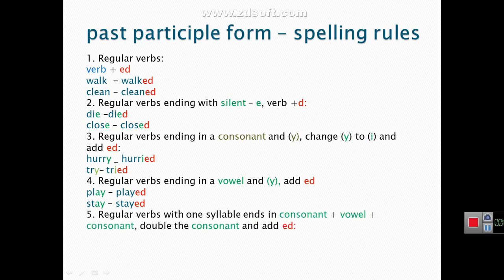Number five, regular verbs with one syllable that end in consonant, vowel, consonant: double the consonant. Look at this example. Travel. Look here. L, consonant; E, vowel; consonant. It means consonant, vowel, consonant. Just double it and add ed. Stop. S-T-O-P. T, consonant, vowel, consonant, double P and ed.